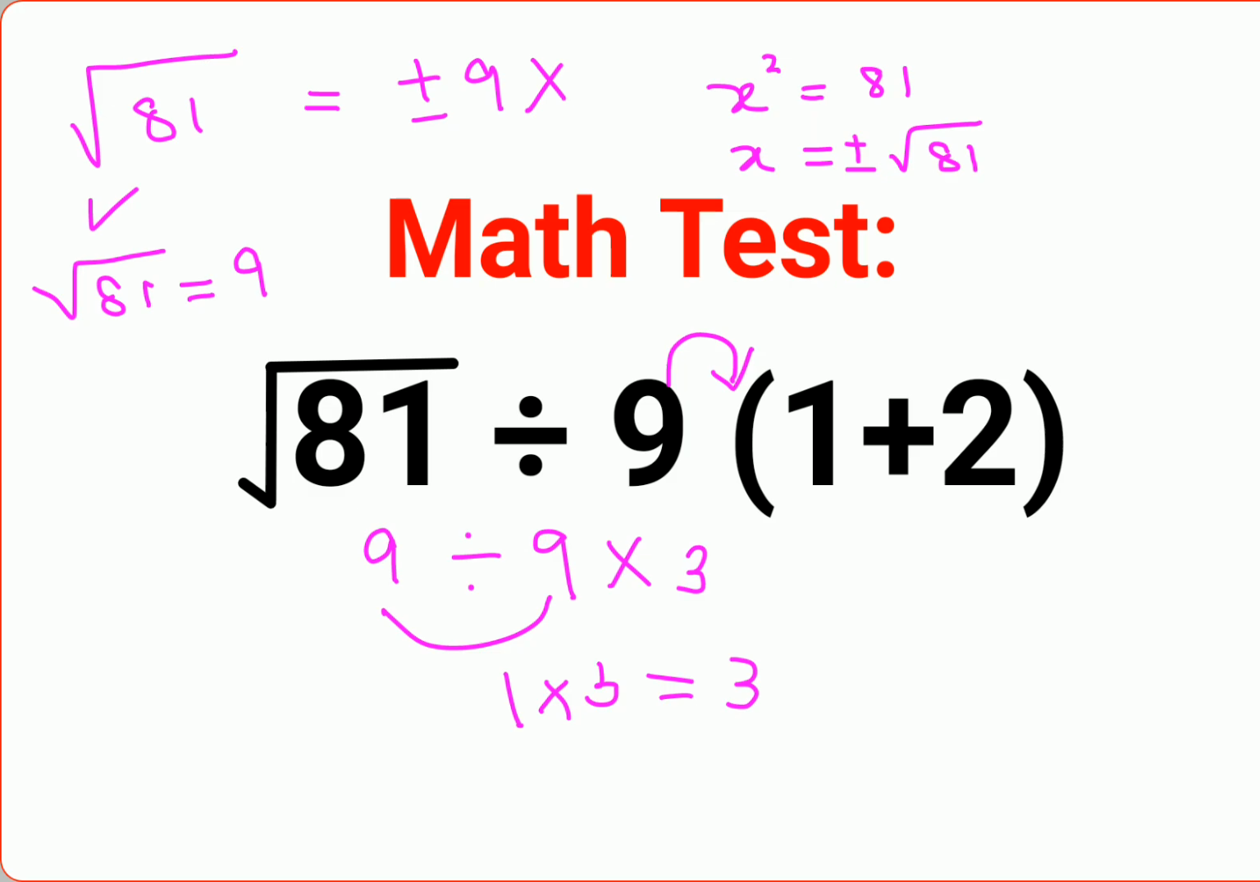Now this is where a lot of people get confused. They think, what? First we should do multiplication, and they do it this way: 9 divided by 9 into 3, that is 27. Now please understand that never works, because in mathematics division and multiplication hold equal precedence. So all you have to do is just go from left to right. Whatever operation happens first from your left hand side has to be done first.